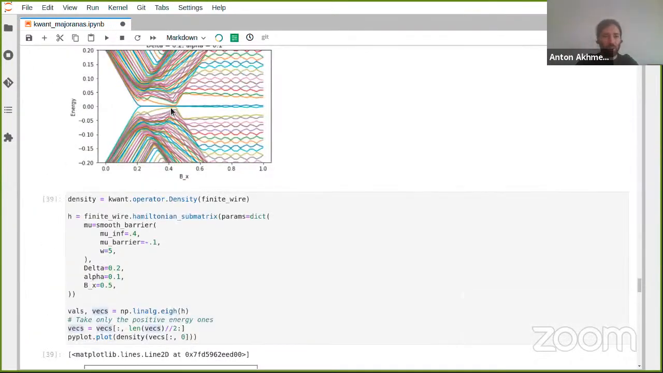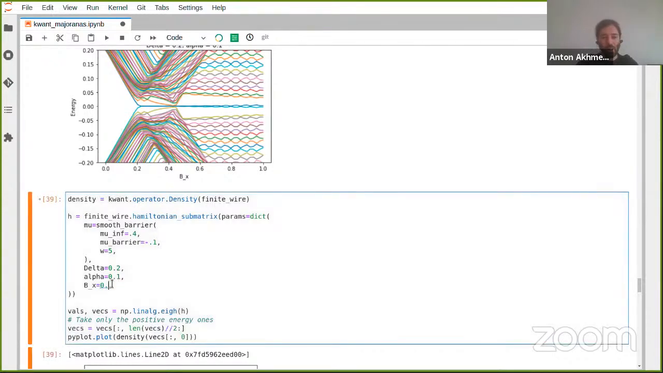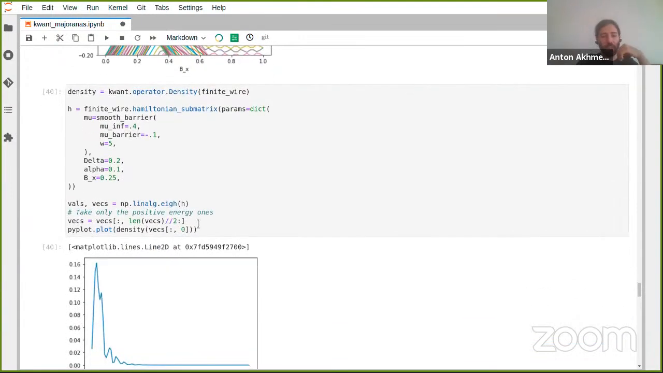Oh, of course, I should also. So what the magnetic field here is still in the topological regime. Let me see. I need to take a magnetic field that is before the topological transition, so in the trivial regime, and that's about like 0.3, 0.25. So let's take a look at the wave functions in this regime.